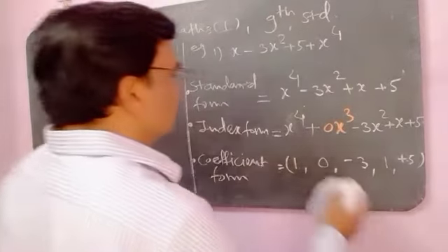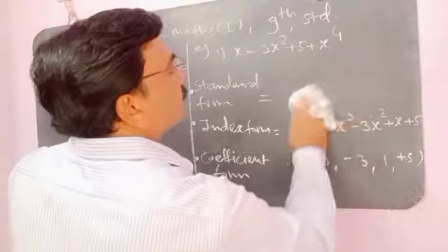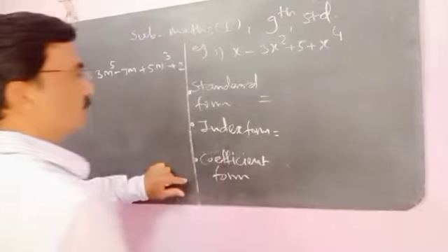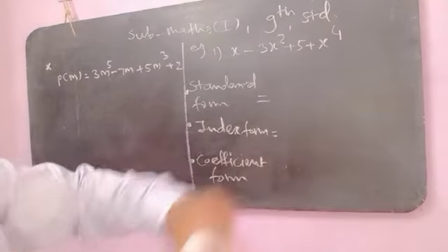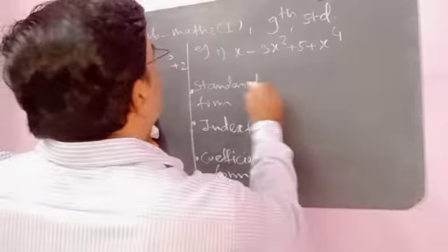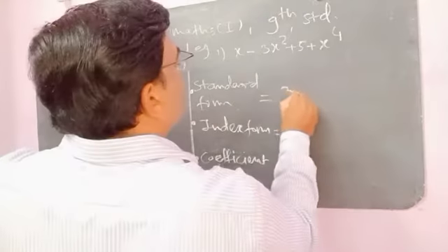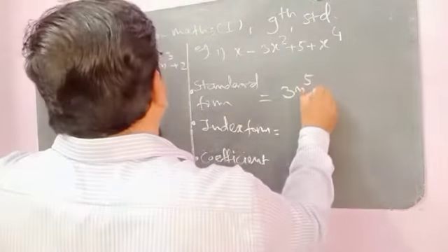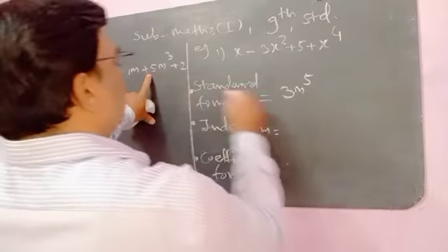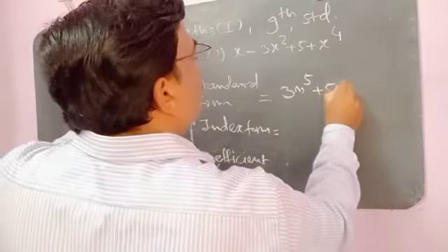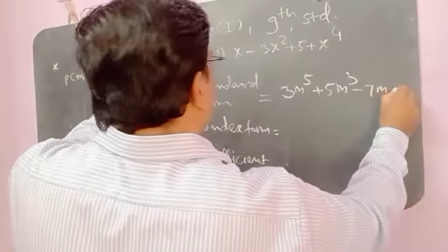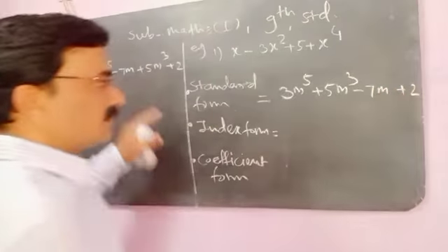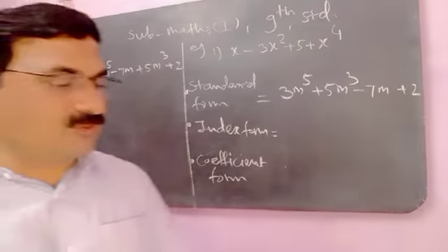I will erase this. Standard form of a polynomial. Then write down in the decreasing order of their powers. First degree is 5, 3m raised to 5. Then third degree, plus 5m cube. Then minus 7m plus 2. This is the standard form of a polynomial.